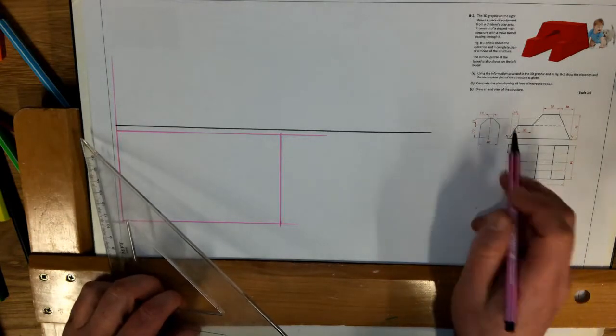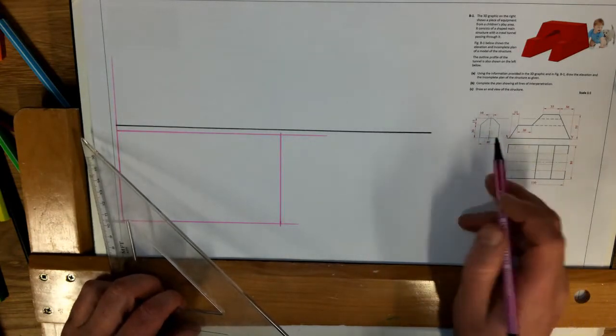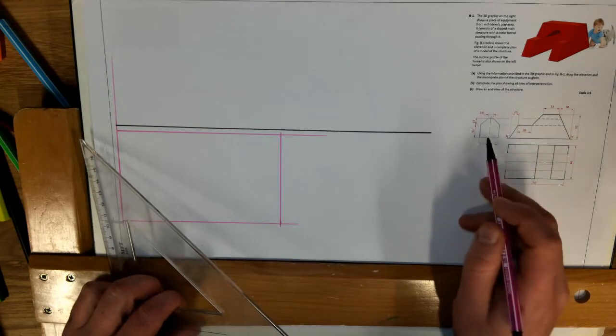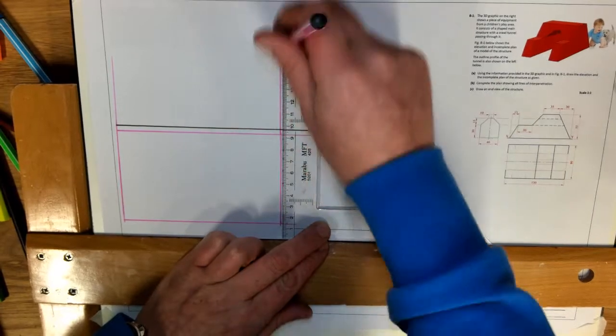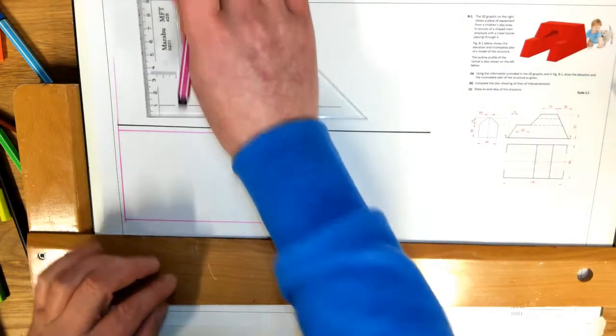We can figure them out from this, but I'm actually going to draw the end view first because it'll make it a bit more obvious as to how I'm figuring them out from this then. Okay, so I'm happy enough with that. I'll bring this up. We have a height of 55. Okay, so let's start with that.